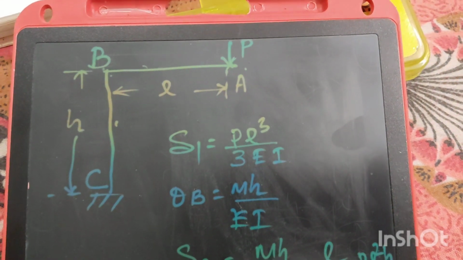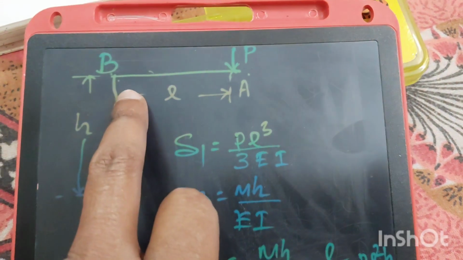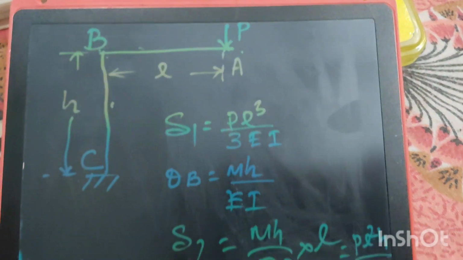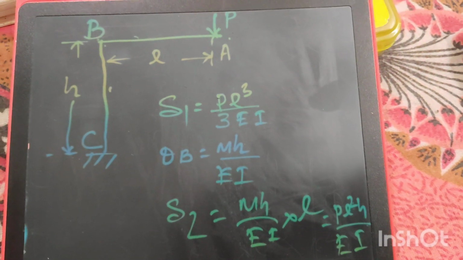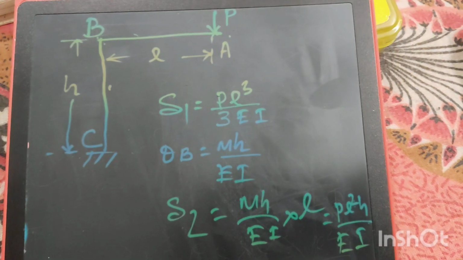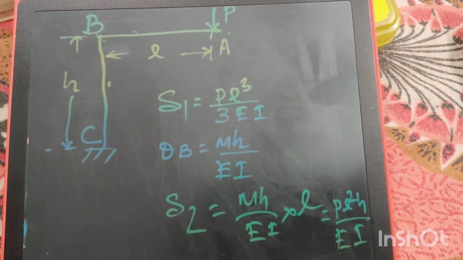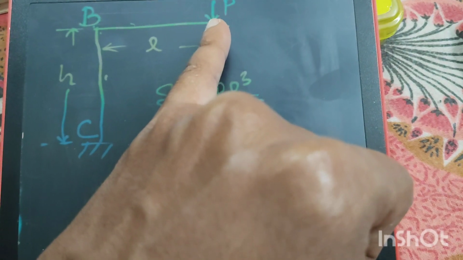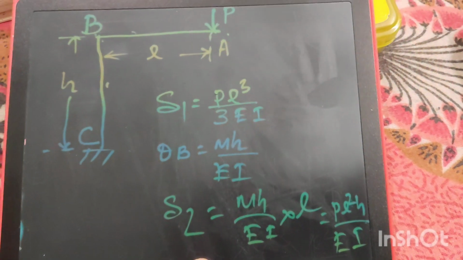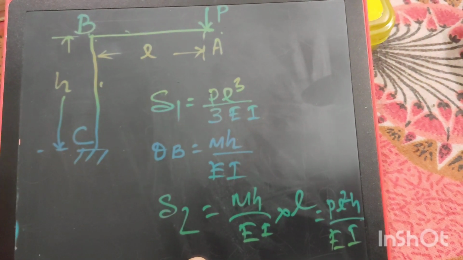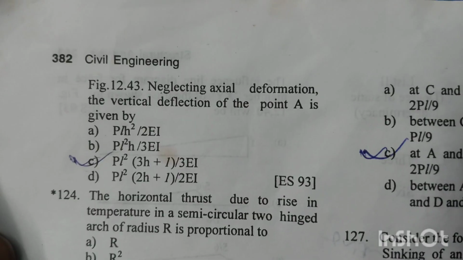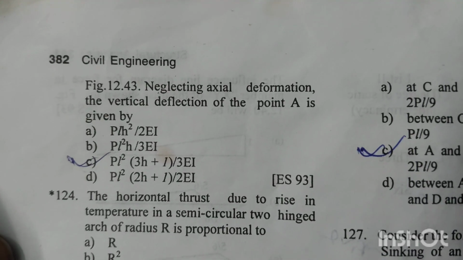And for this rotation at the point B there will be additional deflection at the point A, and this deflection will be equal to the rotation at end B into this length L. So delta 2 will be equal to Mh by EI into L, and the calculated value will be PL square h by EI. Now the deflection at point A will be delta 1 plus delta 2, and if we add these two values, we will get the deflection equal to PL square by 3EI into (3h plus L). Option C is the right answer.